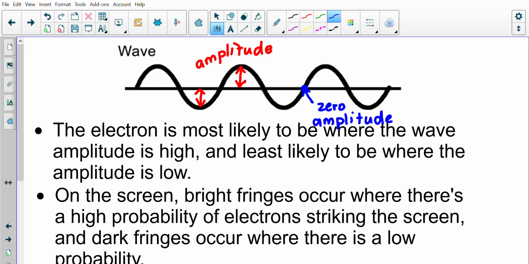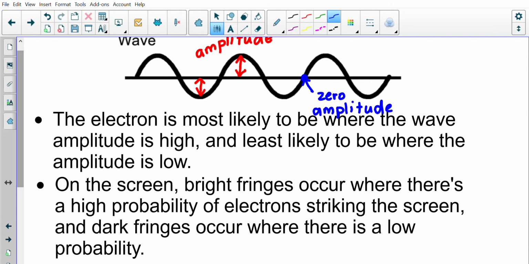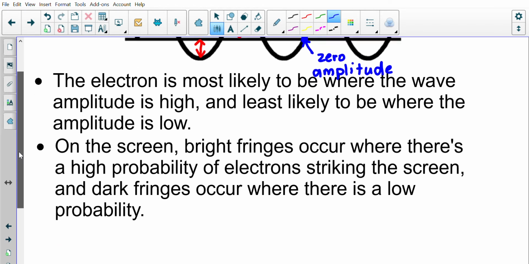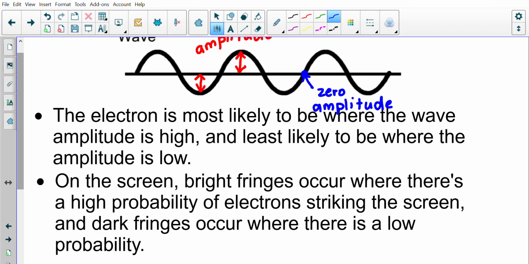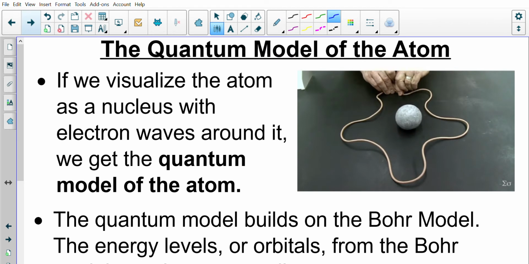And so I said this already, but on the screen, bright fringes occur where there's a high probability of electrons striking the screen, and dark fringes occur where there is a low probability. And that's the extent of what you have to know there. So this brings us to our last model of the atom that we're going to study in Physics 30, and it's the quantum model of the atom.